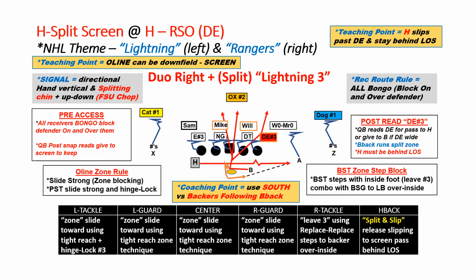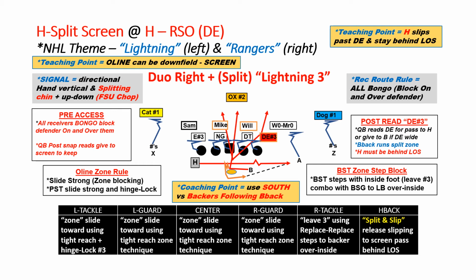What happens is the signal now is going to be that directional vertical hand doing the FSU chop, but coming out from the chin, splitting the chin. Anytime we have a hand signal around the bottom of the face, the chin area, that designates a screen for us. So now the receivers, the A, the Z, and the X are all going to block the man over them. We call this a bongo technique, block on and over a defender.